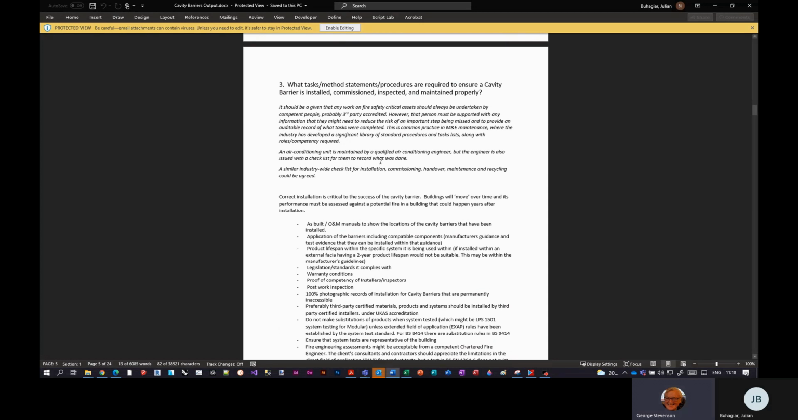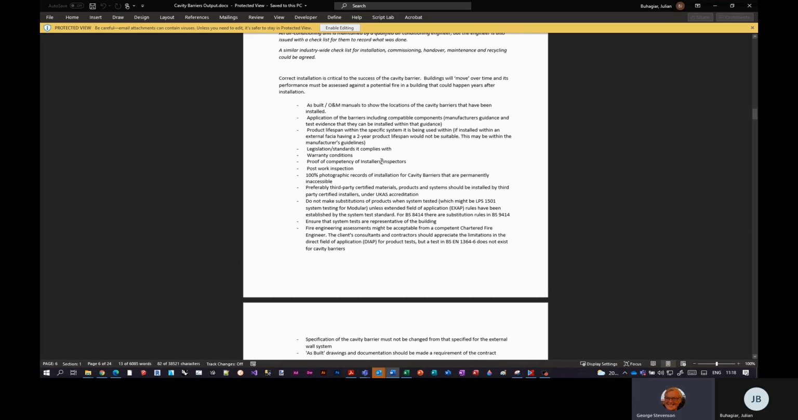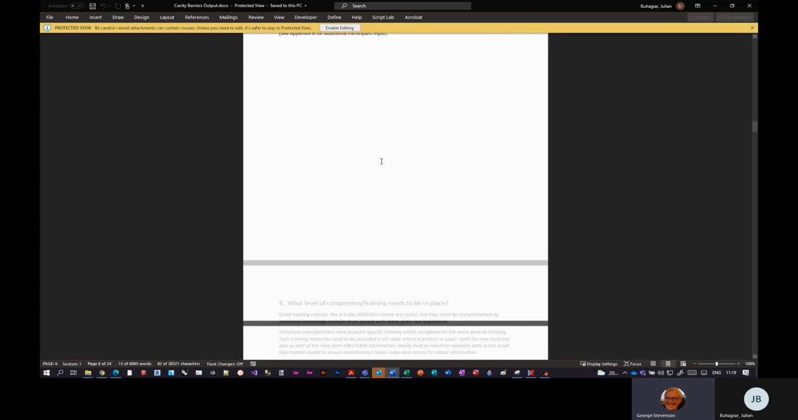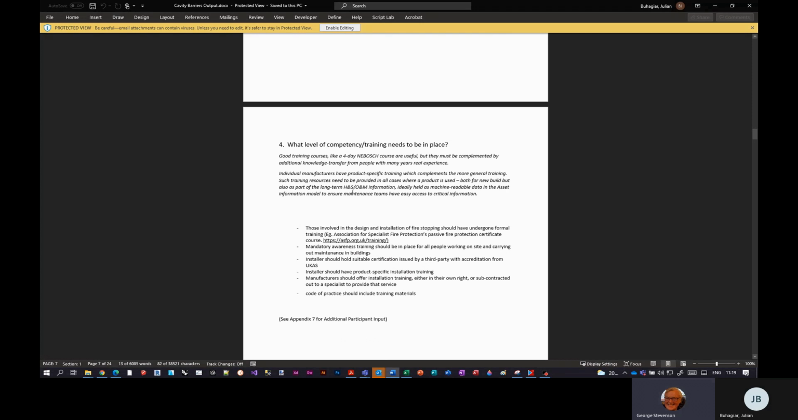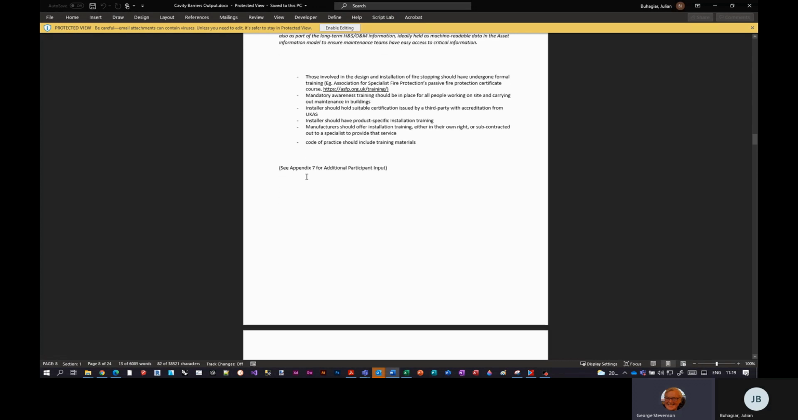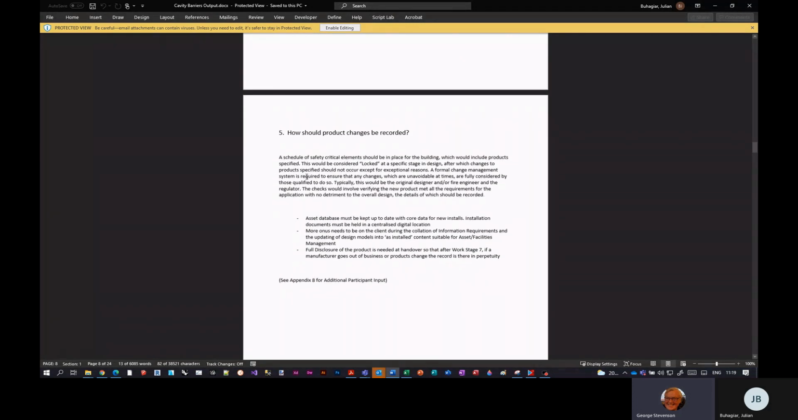And the intention here, ideally, we'd like to have an explicit set of tasks, which people can then pick up and reuse. So we've got an auditable set of actions that each competent person needs to be carrying out at each stage. And then the competency itself, what do we need to know about competency and who should be doing the training? Obviously, it ought to be a certified body, but it's also the case that manufacturers need to be able to provide their product specific information and training. And then finally, how should products be changed? How should we record those?